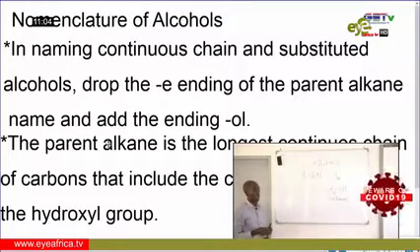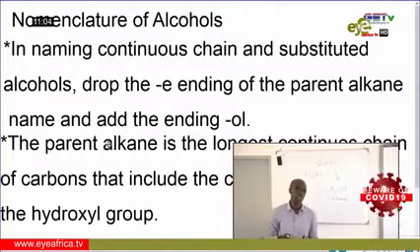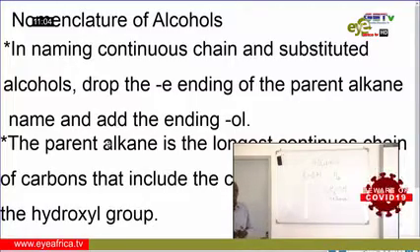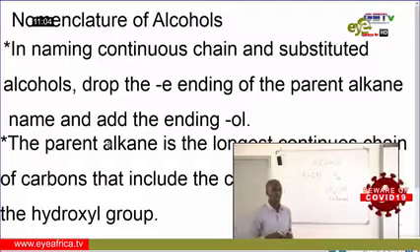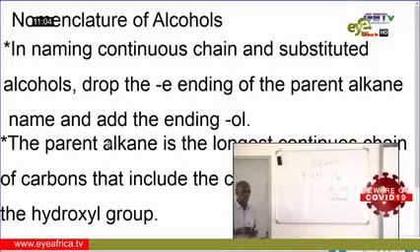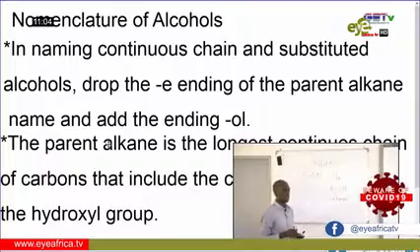Okay. So going further, we're going to look at the nomenclature of alcohols. How do we name alcohols? In naming continuous chain and substituted alcohols, drop the E ending of the parent alkane name and add the ending OL. The parent alkane is the longest continuous chain of hydrocarbons that includes the carbon attached to the hydroxyl functional group.